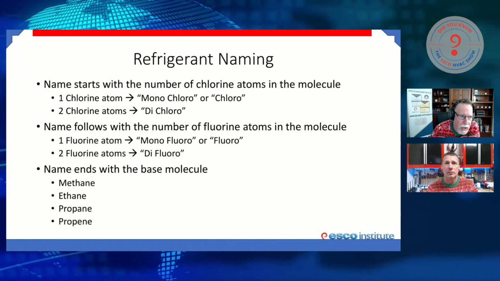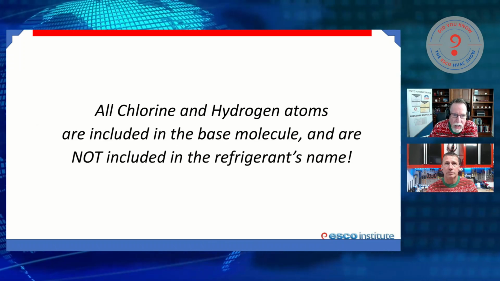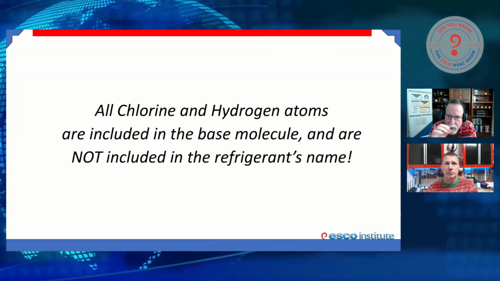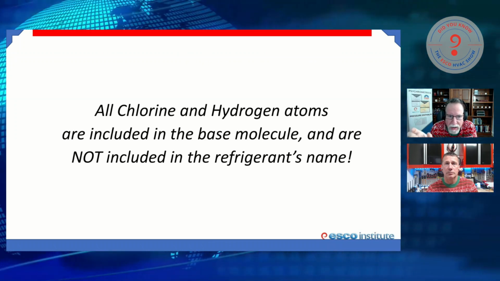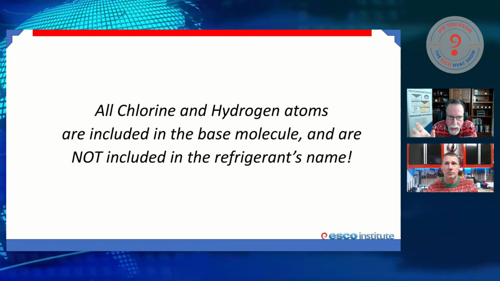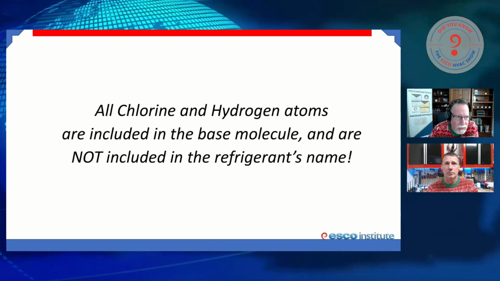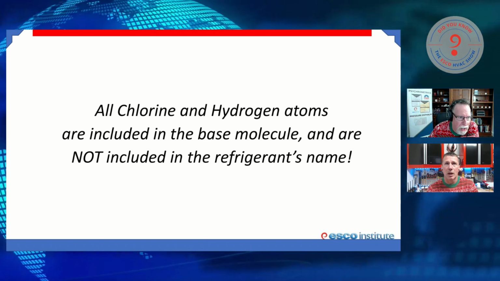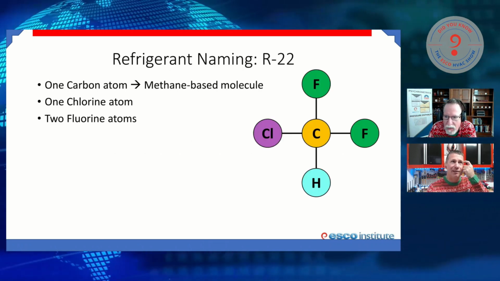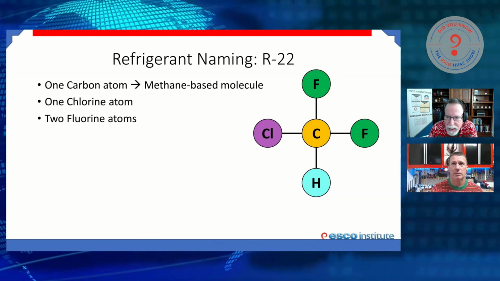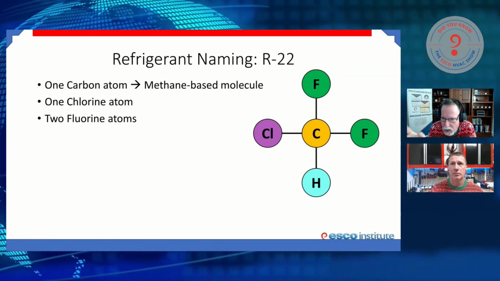For example, if we have a refrigerant, the base molecule includes all of the hydrogens and the carbons. That previous slide was actually wrong, so I'm going to get off that slide because that's bad. Don't look at that. All the hydrogen atoms and carbon atoms are included in the base molecule: methane, ethane, propane, butane, whatever it is.